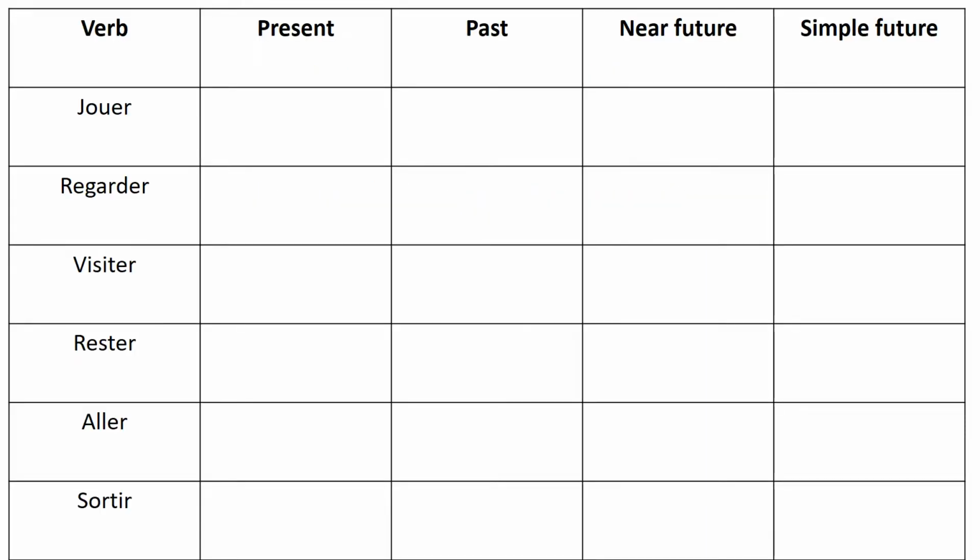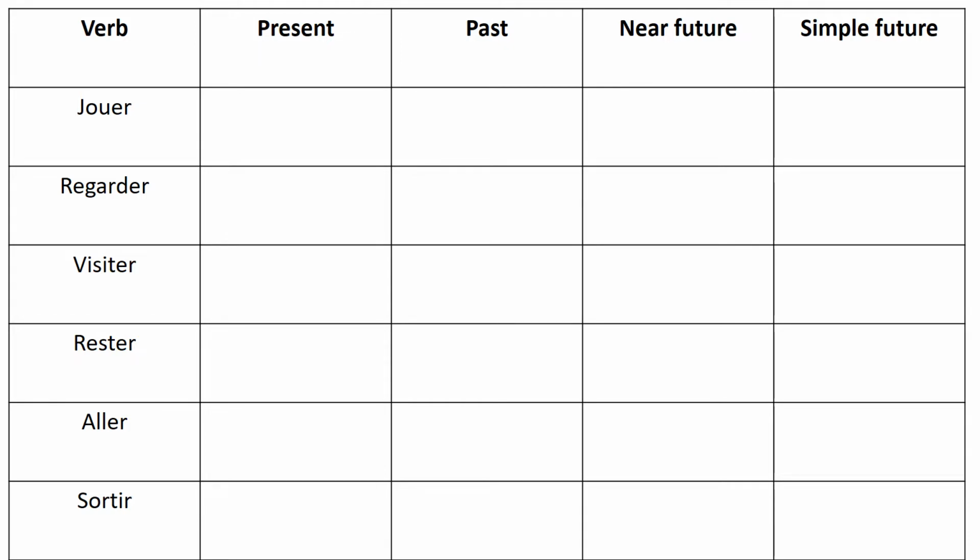So for those of you who find the grammar difficult, it might be a good idea to concentrate on a few key verbs. Now, in any given question that you're likely to be asked in speaking or in writing, there are enough verbs here for you to be able to produce a response in whichever tense is necessary. So we have here the verb jouer, regarder, visiter, rester, aller and sortir, some of which are regular verbs and some of which are irregular verbs. Let's focus on the present tense first, and then we'll come to the others after.